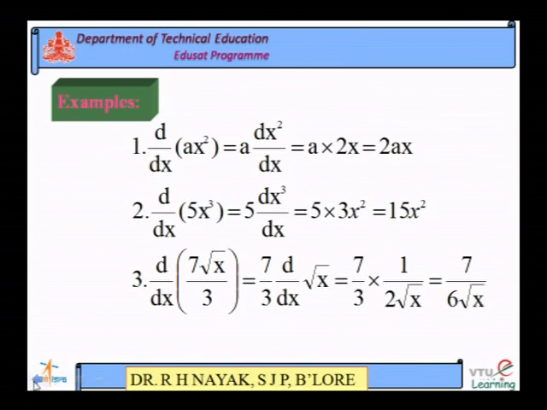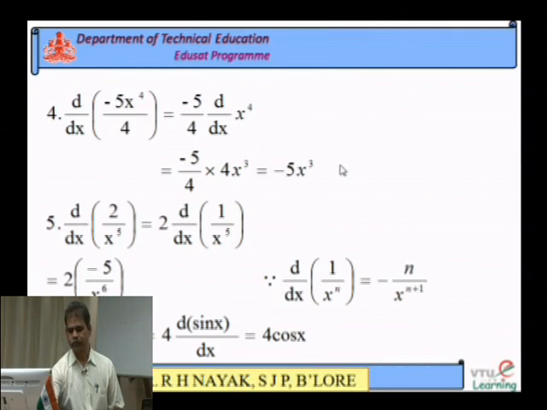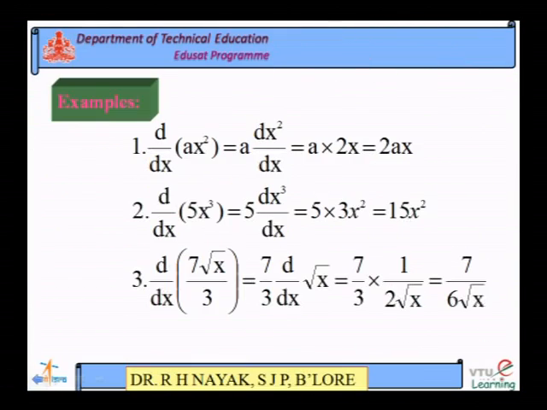Then a is taken as it is. What is differentiation of x square? Differentiation of x square is 2x, because differentiation of x to the power of n is n into x to the power of n minus 1. Based on that, what is n? n is equal to 2. 2 into x to the power of 2 minus 1, that is a into 2x, which is 2ax only.